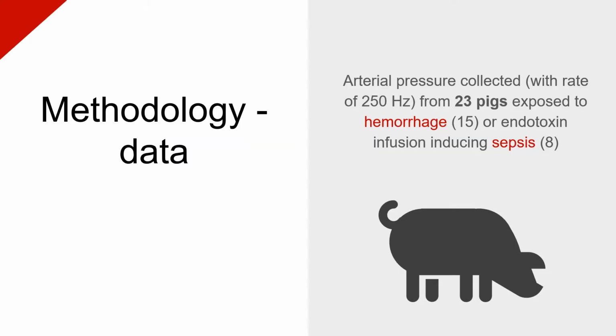For this study we used an animal laboratory dataset consisting of 23 pigs. 15 of them were exposed to bleeding at a 5 ml per minute pace, and the remaining 8 to 2 infusions of the lipopolysaccharides. The first one to destroy the immune system and the second one to develop septic reactions. Before this, they were stabilized for approximately 1 hour while their vital signs were measured.